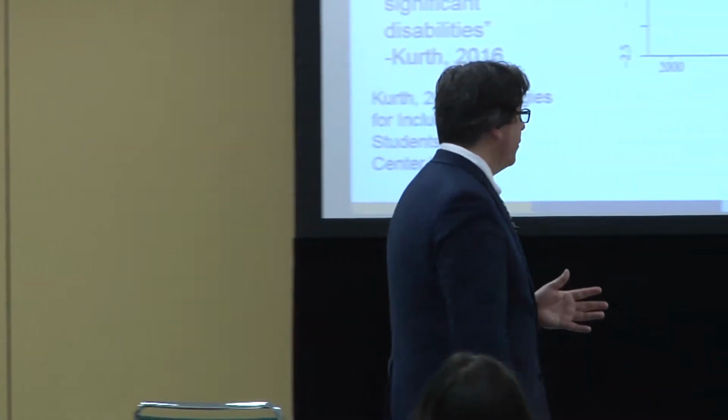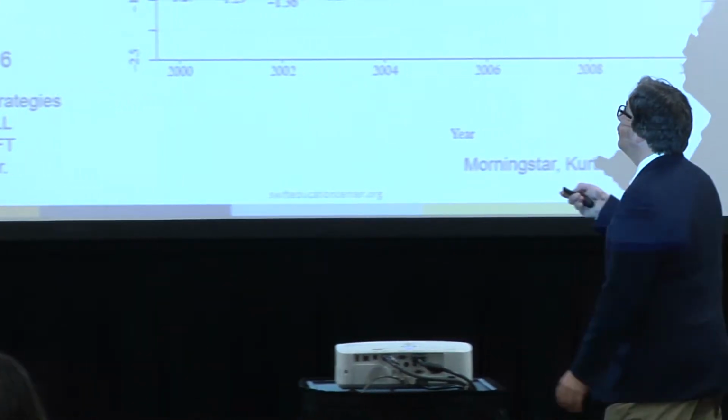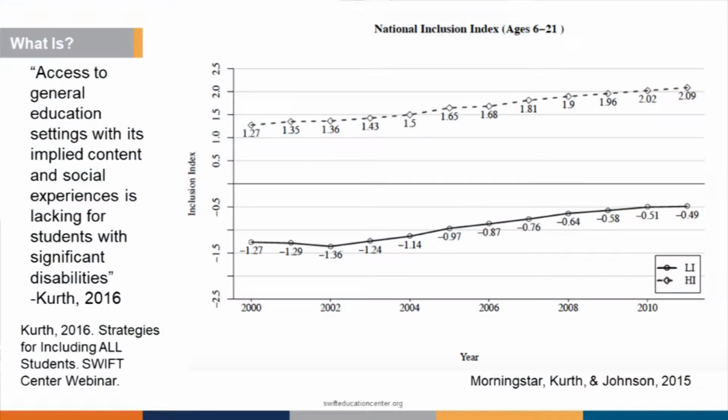My colleagues in Kansas, Mary Morningstar and Jenny Kurth, have been taking a look at the historical data to learn from it. What they're seeing, if this line says you have a 50-50 chance of spending 80% or more of your day in general ed settings, is that all the kids below the line, this is what's happening for kids with low incidence disabilities, kids with more significant support needs. It shows they still don't even have a 50-50 chance of being in general ed settings. And for kids with low incidence disabilities, it continues to go up, but you can see the slope is kind of small on the whole here.